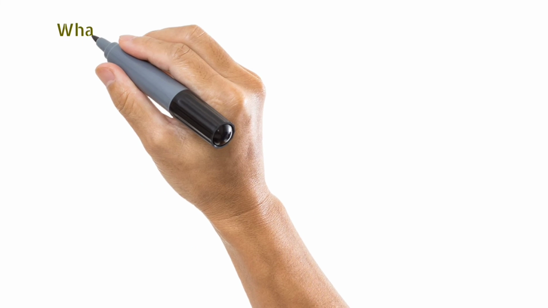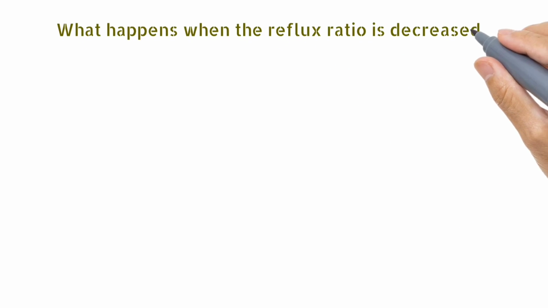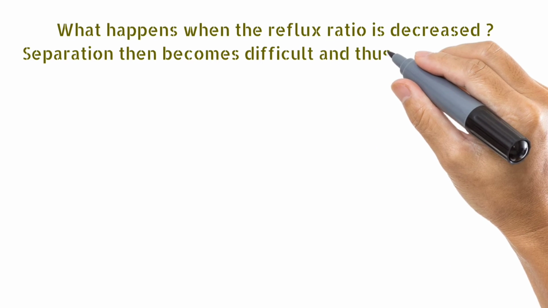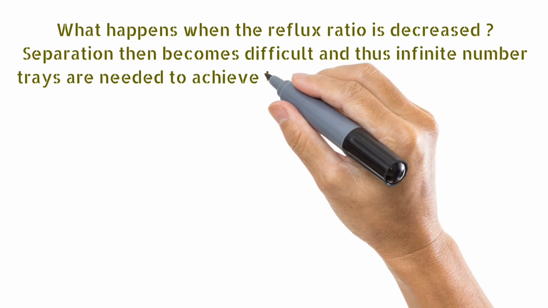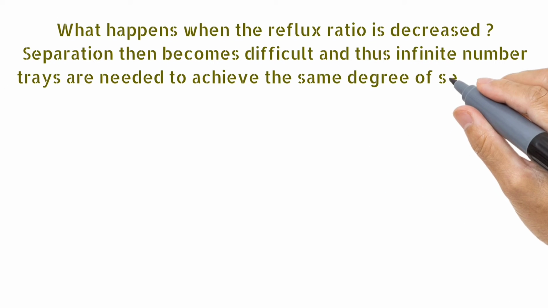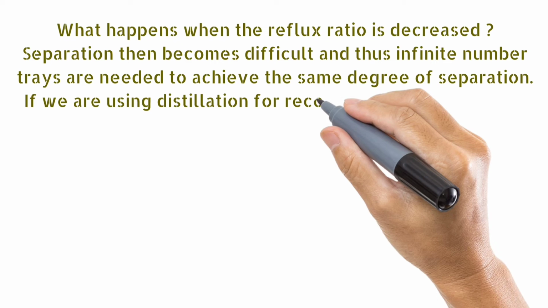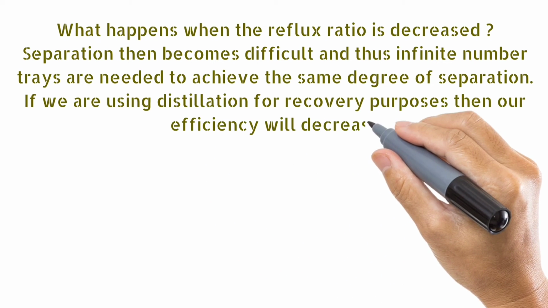So now let us consider the other case in which reflux ratio is decreased. On decreasing the reflux ratio, separation becomes more and more difficult, and because of this an infinite number of trays are required to achieve the degree of separation, which will increase fixed capital cost. If we use the distillation for recovery purposes, then efficiency will decrease as we decrease the reflux ratio.